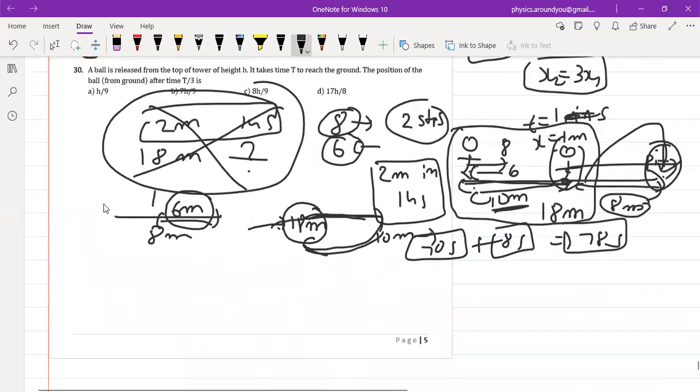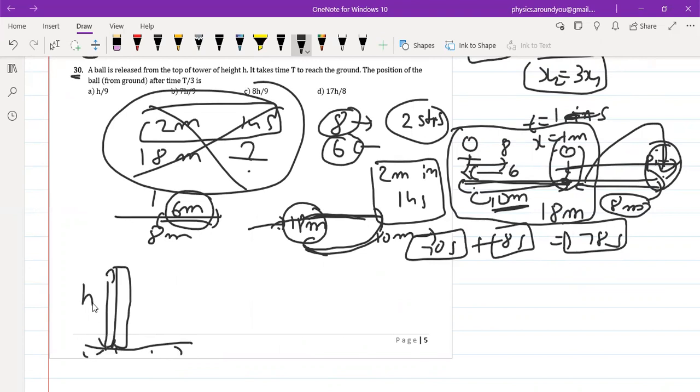Going forward to the 30th question. One of the good questions, a PYQ also. A ball is released from the top of a tower of height h. So this is the height h. It takes u equal to 0. It takes t time to reach the ground. What is the position of the ball from the ground at t by 3? Let us say at t by 3, it fell h1 distance from the top.